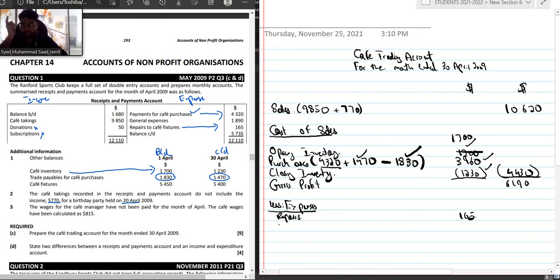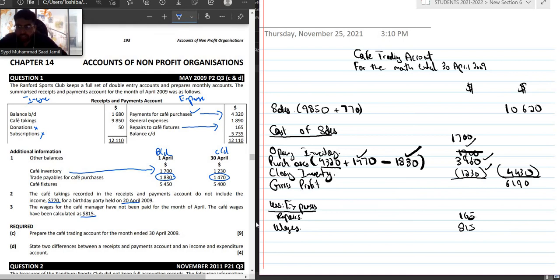Then we have, if you look at part 3, the wages for the cafe managers have not been paid for the month of April. I hope he doesn't quit his job. The wages have been 815. So that's your wages. Another expense.